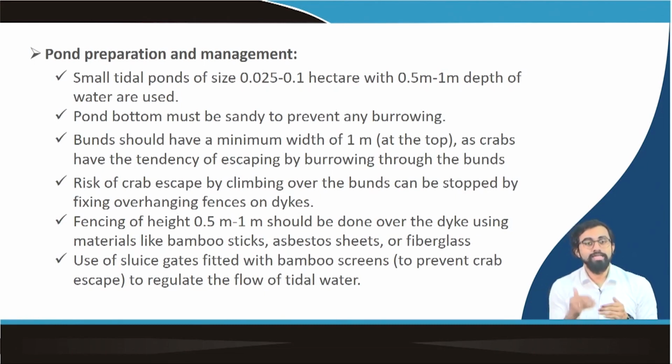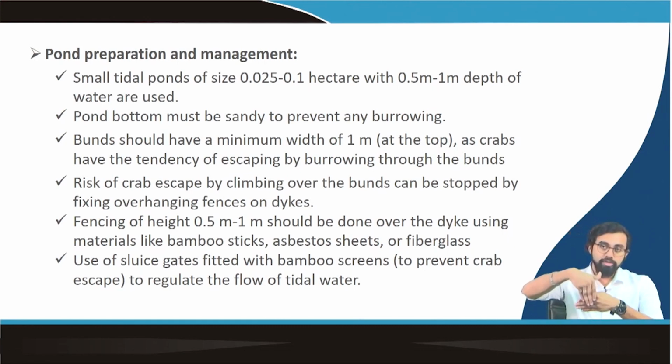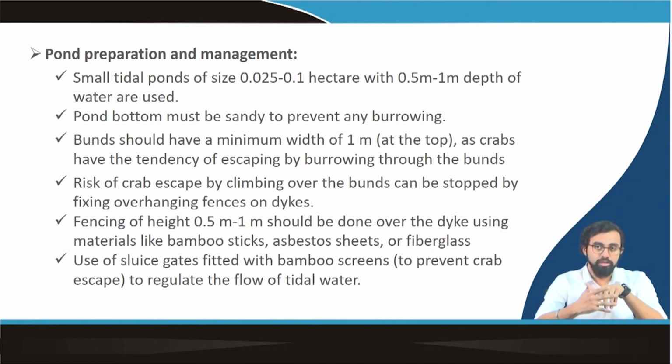So use sluice gates fitted with bamboo screens to prevent the crab escape and to regulate the flow of tidal water. So when the sluice gate opens, the bamboo screens are always there. Because of the bamboo screens, water will come in or go out in the drainage channel or incoming seawater, but the crabs in your farm cannot escape through it.